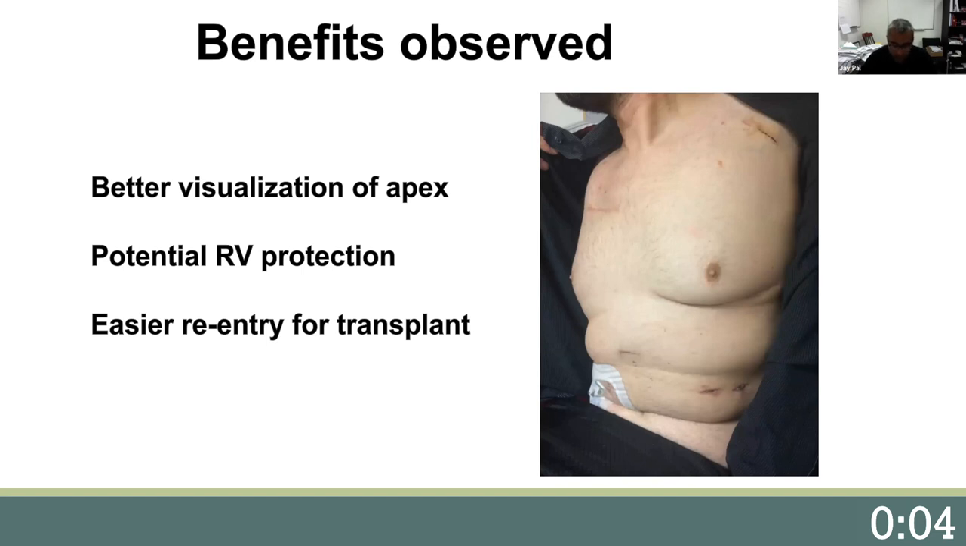Furthermore, apical bleeding is readily addressed since the entire sewing ring is still visible once the heart and LVAD are in the final position. The LATERAL trial demonstrated a lower incidence of right heart dysfunction in patients implanted via thoracotomy. This has been consistent with other smaller reports. For those patients who are subsequently undergoing heart transplantation, the reentry sternotomy is considerably easier.